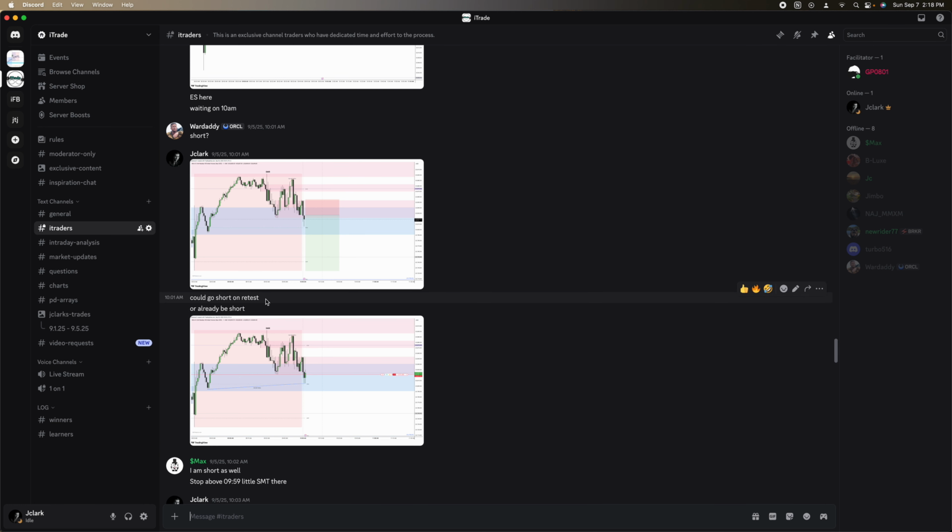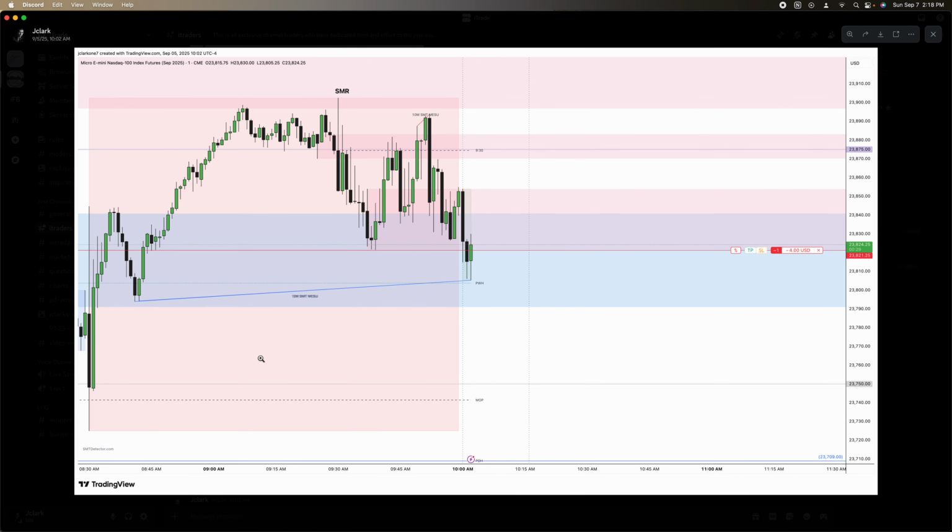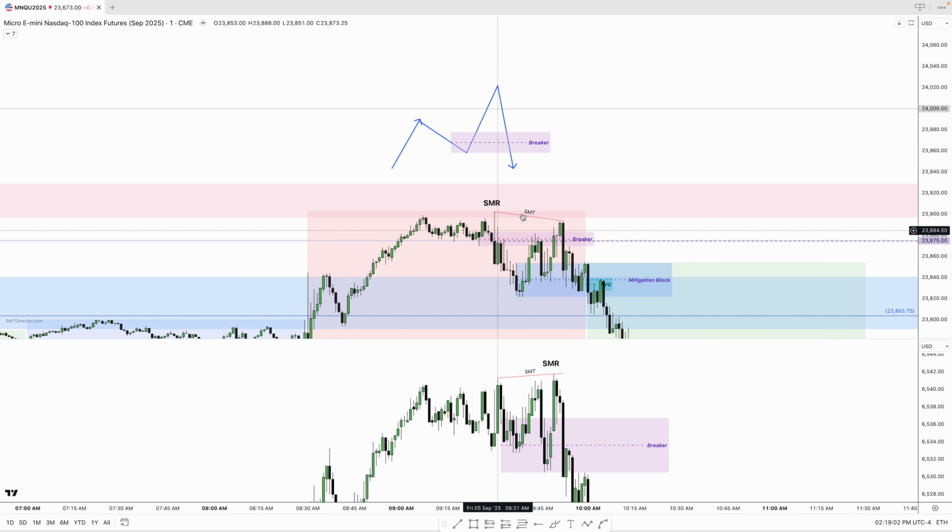So right here could go short on a retest or already be short. Okay, so I knew I could have been short already, but I was being a little more conservative because we were bullish. And I really wanted it to show it to me. So we closed below here. This could have been your initial short up here. We closed below the mitigation block, the large mitigation block, and I entered short there on the retest, market entry.